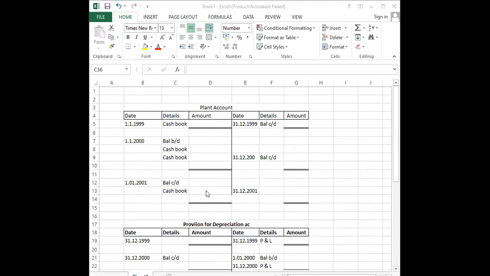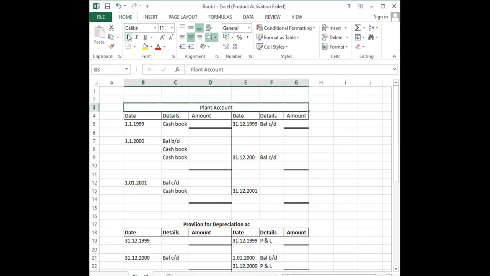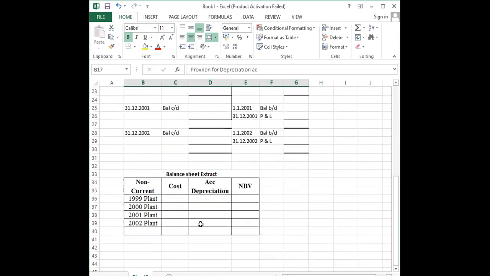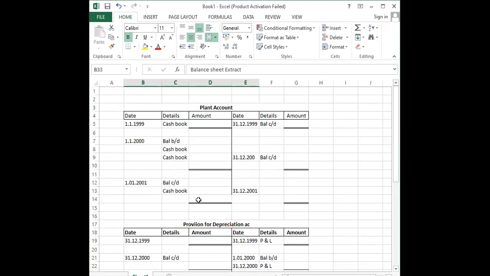Thank you. Now, if you look at that question that I've given there, we've been told to prepare, one, plant or equipment account. Number two, we prepare provision for depreciation. And number three, we are supposed to extract and show how a balance sheet would look, right? And therefore, here I've started with what we call plant account. Then down here, I have provision for depreciation. And lastly, I will have a balance sheet extract there.